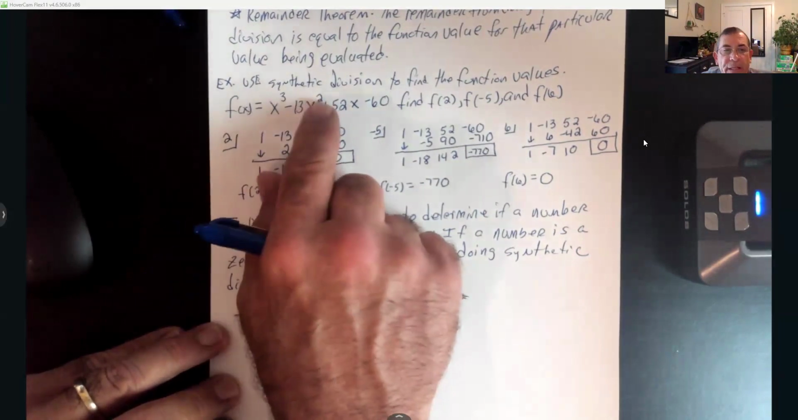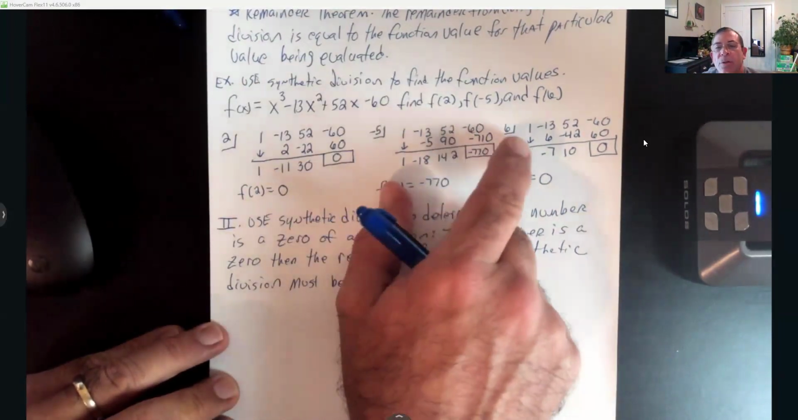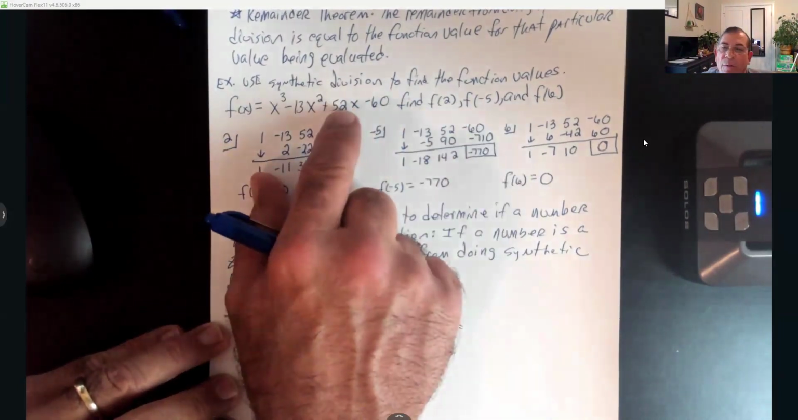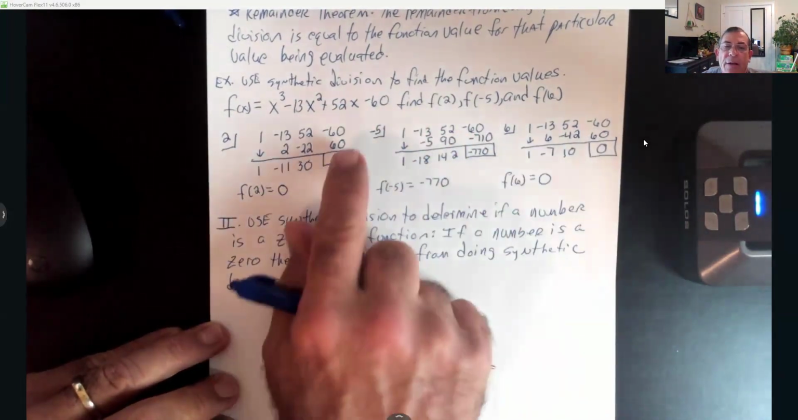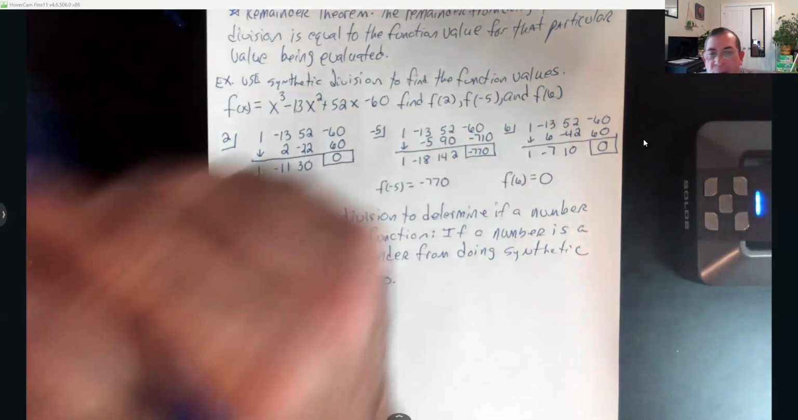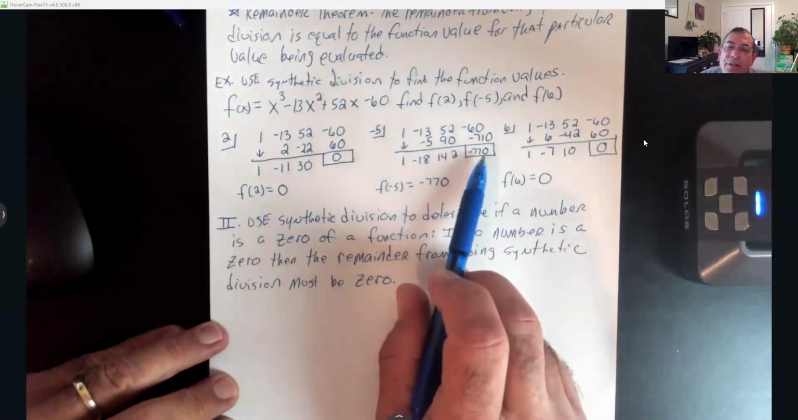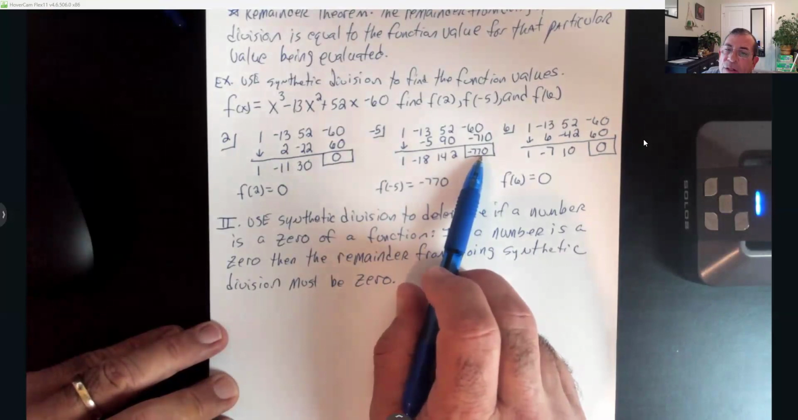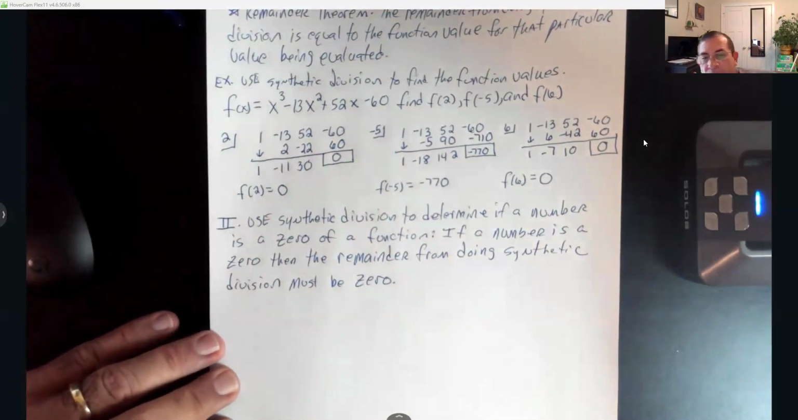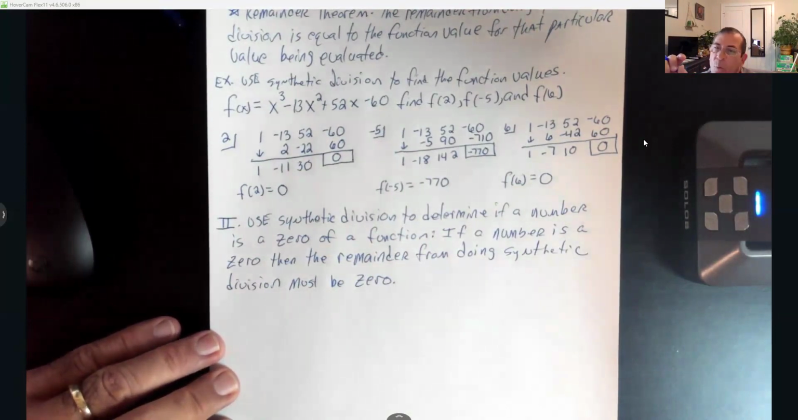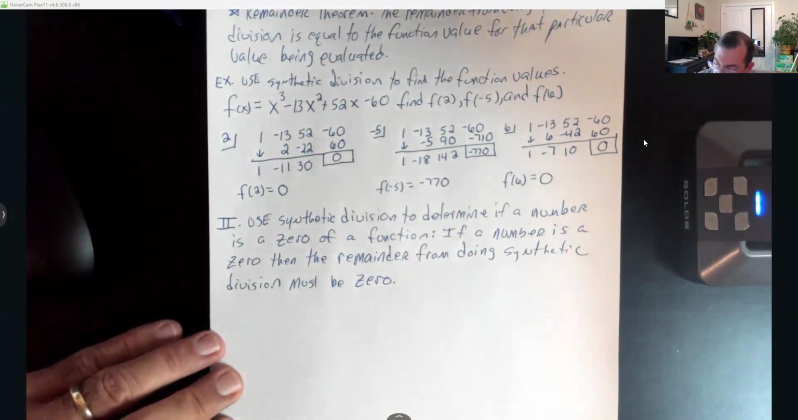So 2 would be a zero of this function, and also 6 would have been a zero of that function because they both had zero remainders here. Now the -5, it would not be a zero of the function because its remainder was a -770. So they'll give you a polynomial. They'll give you one or two numbers to check. We're looking for zero remainders, okay?